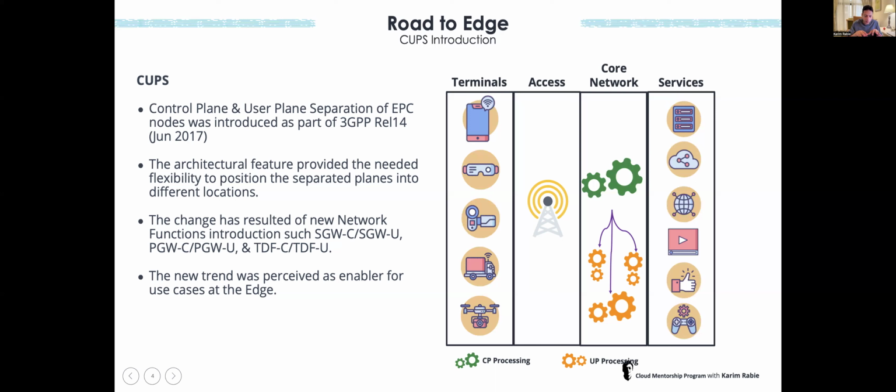And by the way, by that time, there was no real adoption of the CUPS because most of the operators were seeing the 5G is coming. So they were eager to wait for the 5G and see how this kind of split will go with the 5G.